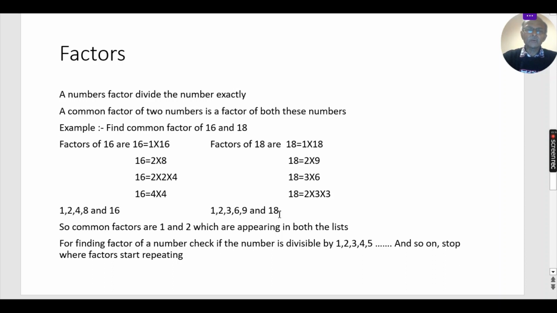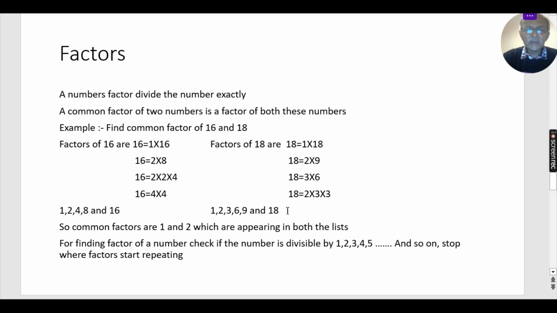Now if we have to find out what are the common factors, that means we'll have to inspect both the lists of the factors of 16 and 18 and find out which are the common numbers. So the common numbers are 1 and 2 here, and it is 1 and 2 here. So the common factors of 16 and 18 are 1 and 2. Except for this 1 and 2, no other numbers are in both the lists.